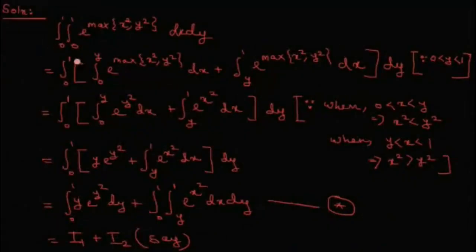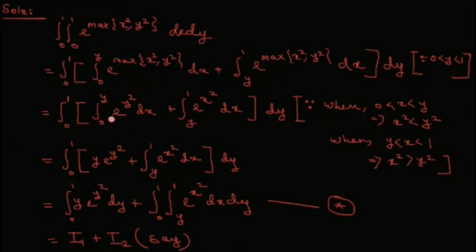So let us see the solution. So we have the double integral from 0 to 1, 0 to 1 of e to the power maximum of x square, y square dx dy, x running from 0 to 1, y running from 0 to 1. Now we are breaking this inner integral from 0 to y and y to 1, because y lies in the range 0 to 1. So we can break this integral in this form.